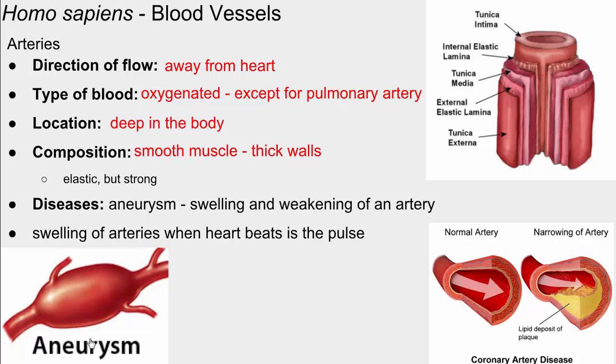So there are some diseases of the arteries. An aneurysm you may have heard of. An aneurysm is a swelling in an artery. Okay? And an aneurysm happens when the tissue becomes weak. Okay? It sort of gets stretched out. And it's an area that might be susceptible to damage, okay, because of that.